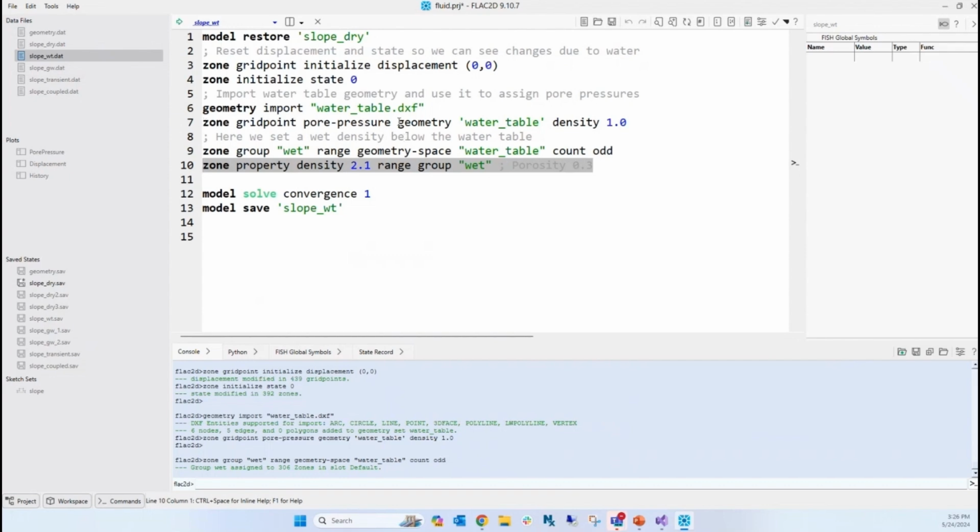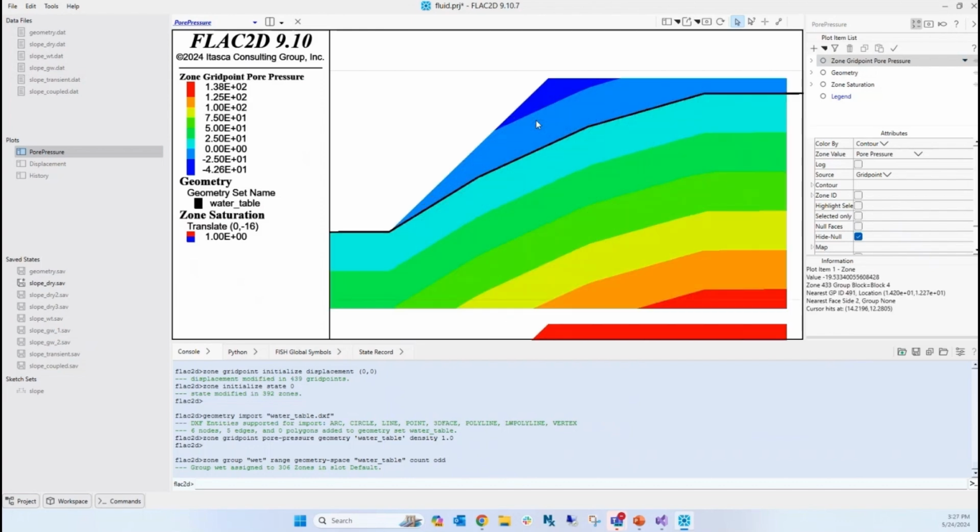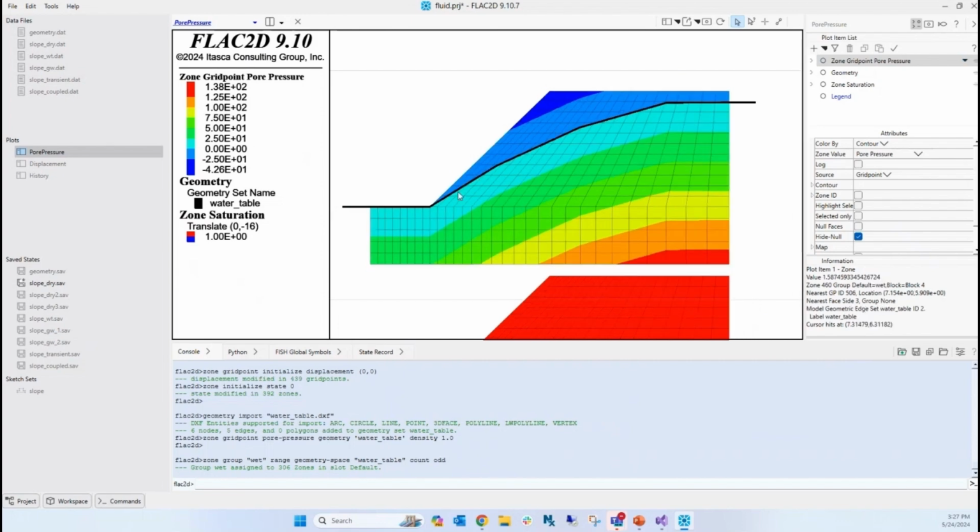One thing to note here. This command, zone grid point pore pressure, geometry, water table, allows the pore pressures to become negative. So you can see here, the 0 pore pressure is right along this line, but above the line, we actually have negative pore pressure. Note that by default, the negative pore pressures don't have an effect on the effective stress. So the pore pressures here are negative, but when it's calculating the effective stress, it just assumes that they're 0. You can force it to account for negative pore pressures in the effective stress calculation, but by default, it doesn't account for them, and it's basically 0.